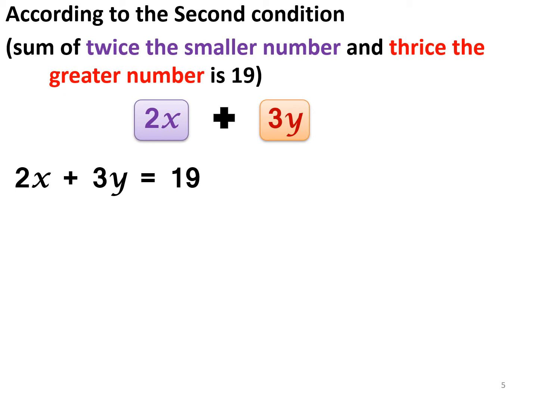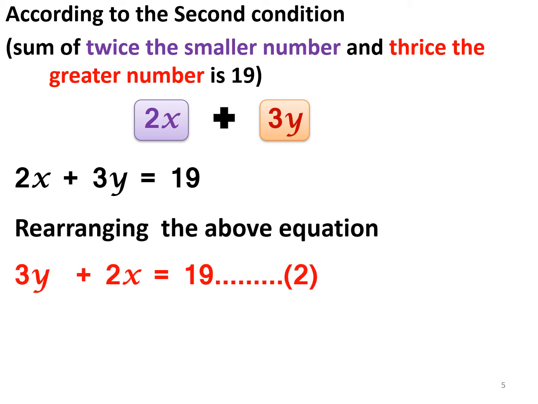I repeat again, twice the smaller number, x is the smaller number, twice means 2x. Thrice the greater number, the variable is y, thrice means 3 times. Then they have written sum. Sum means addition. So 2x plus 3y is equal to 19. I can rewrite this equation as 3y plus 2x is equal to 19, and I give this equation numbering 2.